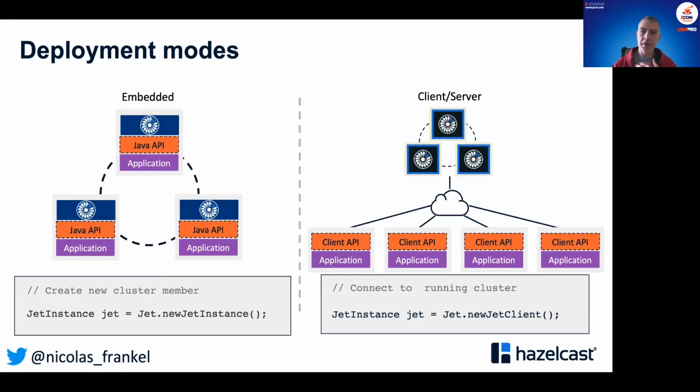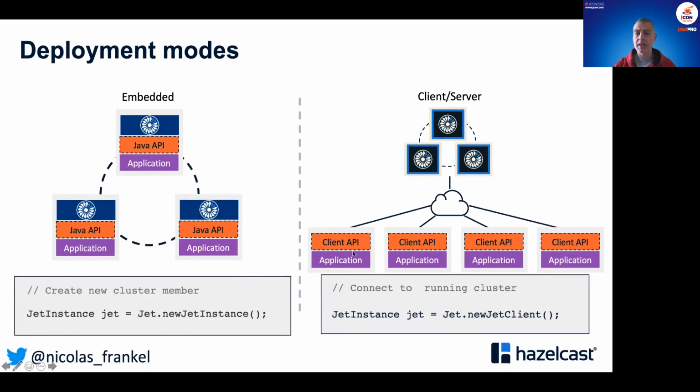So we have another deployment model. We create a dedicated Jet cluster. This is the client-server mode. And for that, you can use the command line, but in general, nowadays, you would use a Docker image. And we have charts if you're using Kubernetes. And then you have your application that uses a dependency that only has the client API.